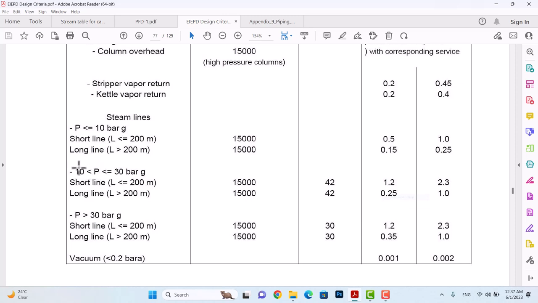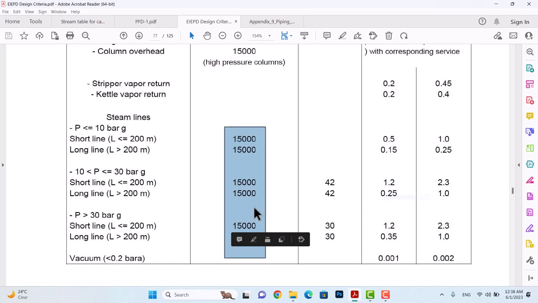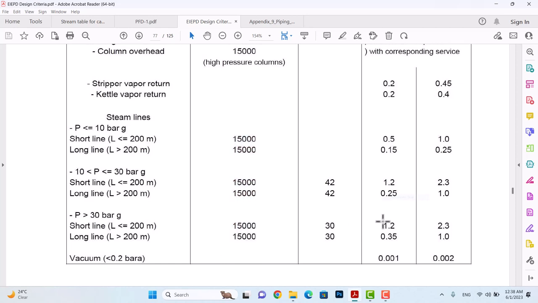If the pressure is between 10 bar gauge and 30 bar gauge, if it is a short line or a long line, you have to follow this kind of if questions in order to check these criteria for each specific application. For instance, if the pressure is more than 30 bar gauge and it is a short line, the length of that pipe is lower than 200 meters. In all of these, the maximum velocity heads are the same for steam lines. But the thing that is different here is the pressure drop for the short line and the long line. For the short line, the normal pressure drop is 1.2, and for the long line it is 0.35 bar per kilometer, and the maximum ones are these.